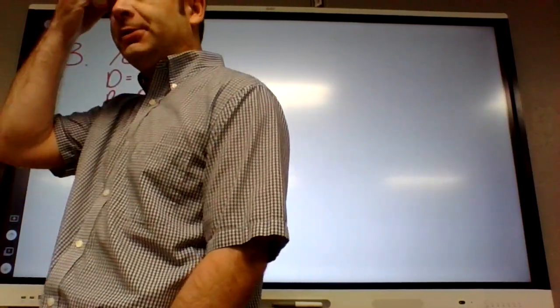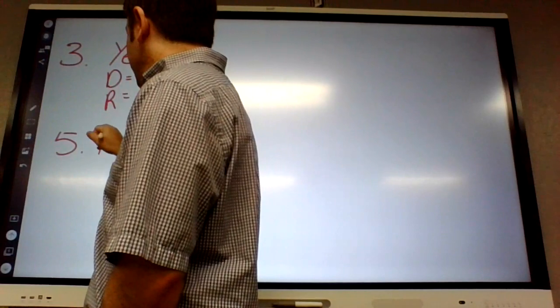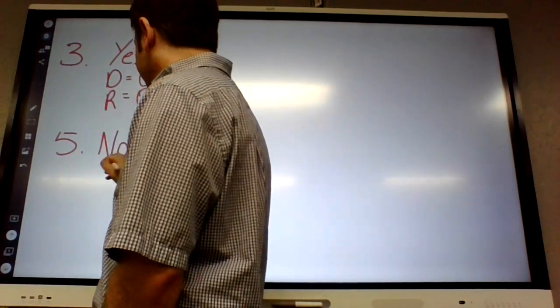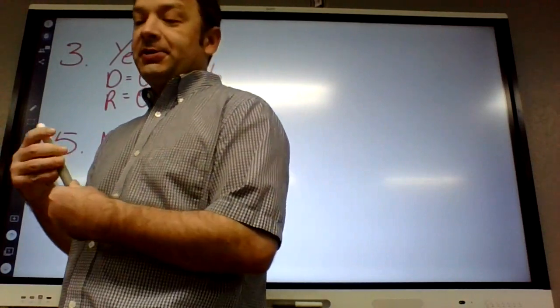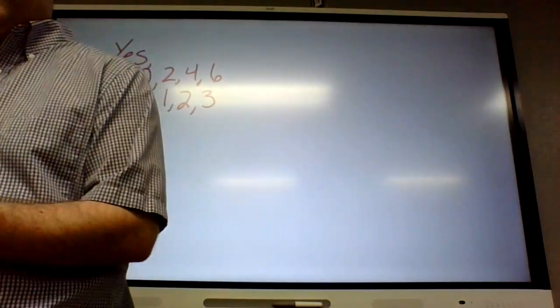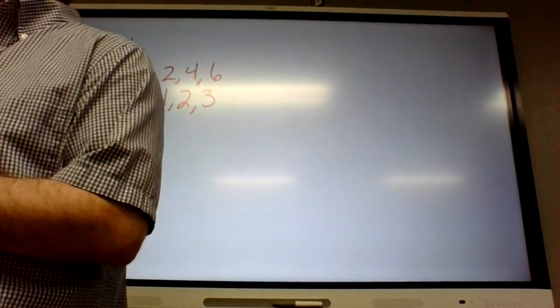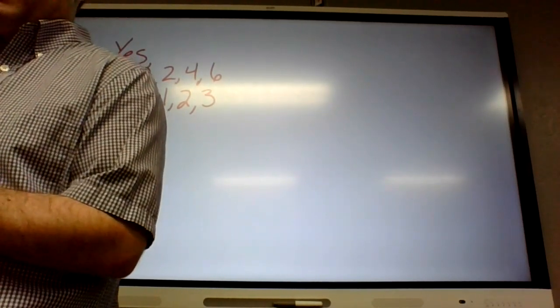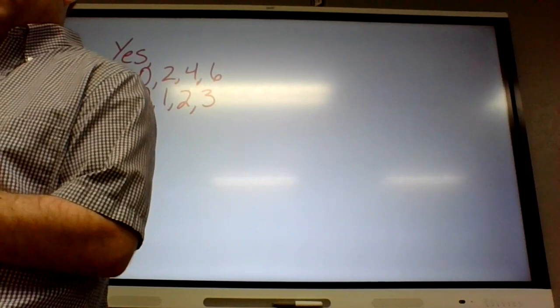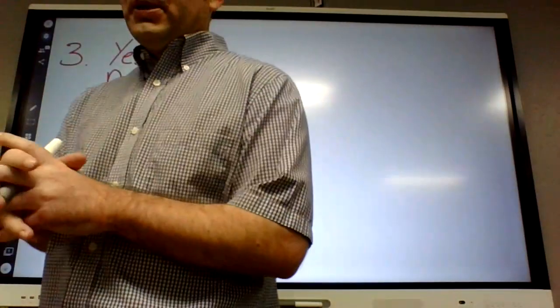On number 5, is that a function? No. Why is number 5 not a function? Because it does not pass the vertical line test. Yeah, if you draw a vertical line, it hits the graph twice. If it's not a function, it does still have a domain and range, but the book said you don't have to do it, so we're just going to skip that part.